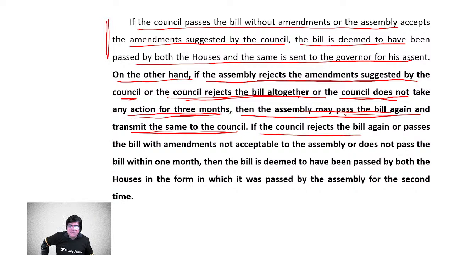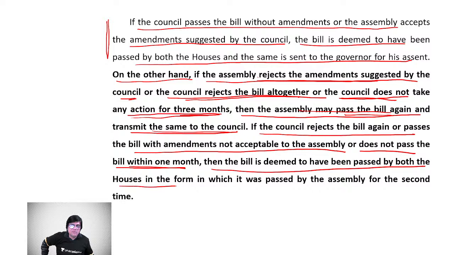Now, if the council rejects the bill again, or passes the bill with amendments not acceptable to the assembly, or does not pass the bill again within 1 month, then the bill is deemed to have been passed by both the houses in the form in which it was passed by the assembly for the second time. So that means that the legislative assembly has got overriding powers insofar as the passage of bills is concerned.